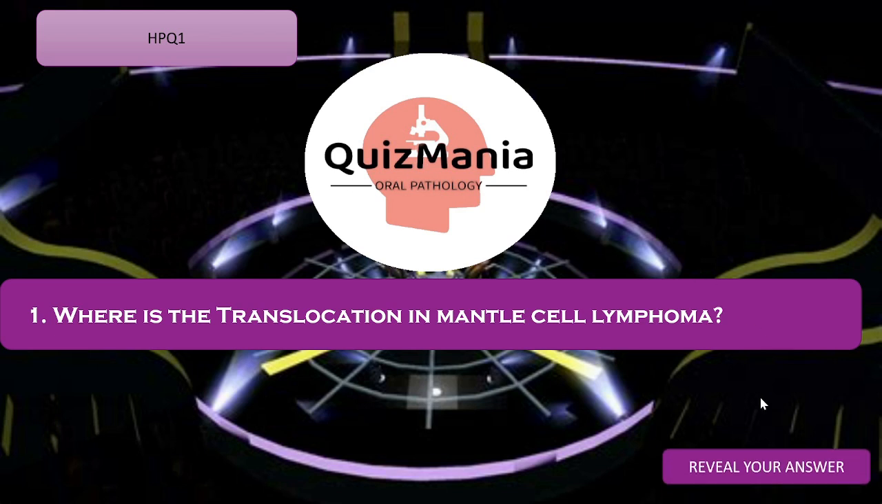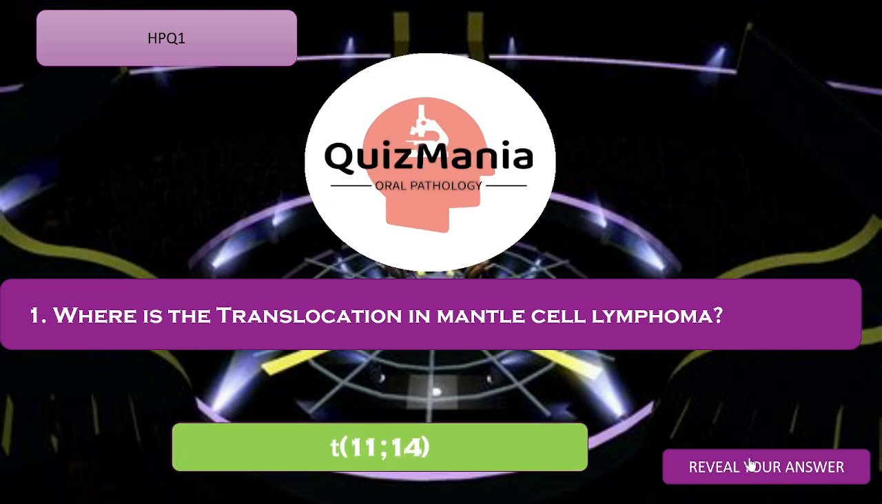So let's reveal our answer. The correct answer is the translocation in mantle cell lymphoma is t(11;14), also q13;q32, involving the CCND1 or cyclin D1 gene on chromosome 11 and the IGH gene on chromosome 14. So the translocation in mantle cell lymphoma is t(11;14). And if you want some mnemonic to memorize this, then you can comment down in the comment section and I can make another video regarding it.